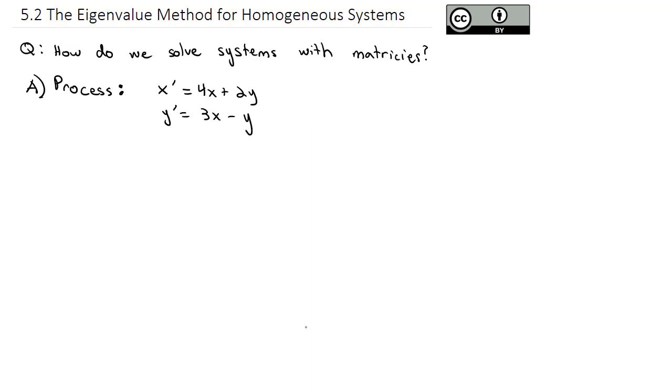All right. We already know how to take that and make it into matrix form. We would say capital X prime is equal to the coefficient matrix of 4, 2, 3, negative 1 times our solutions matrix X. Well, in order to solve this system of equations, what we're going to first do is find what's called the eigenvalues.